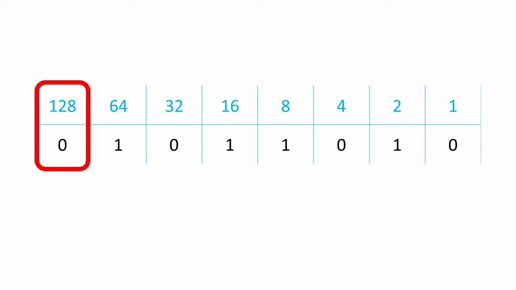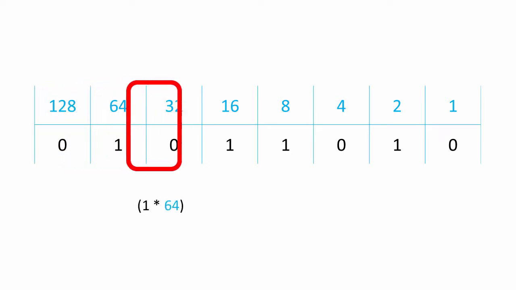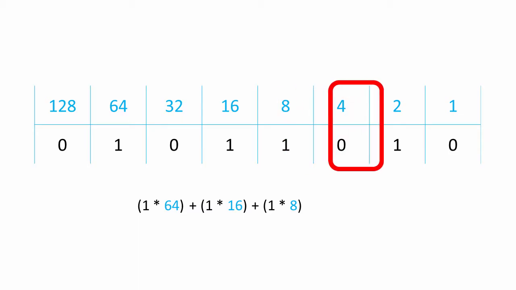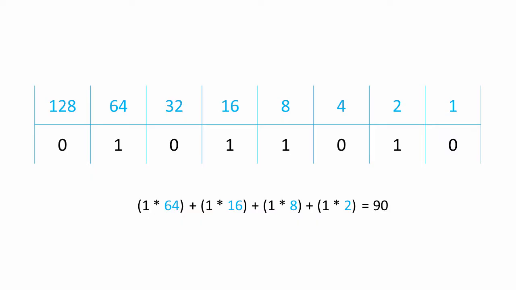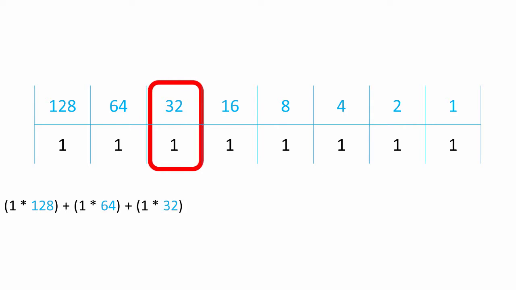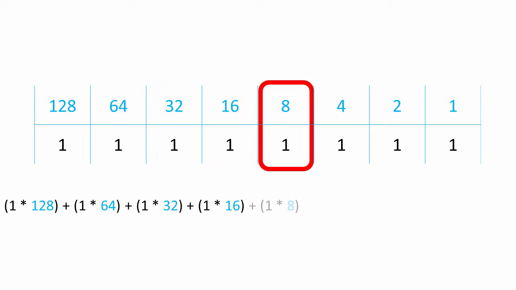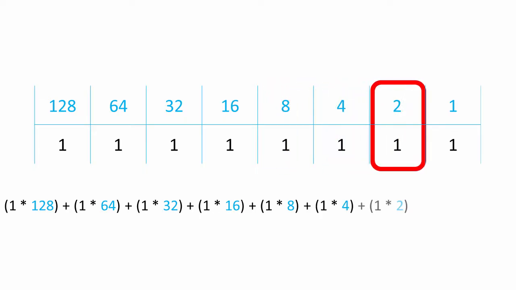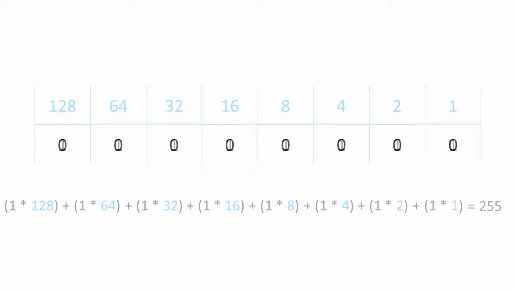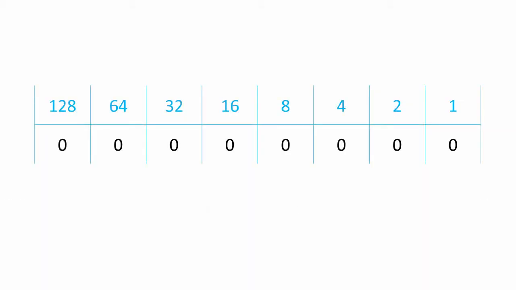This binary number is 0 times 128, plus 1 times 64, plus no 32s, 1 times 16, 1 times 8, no 4s, 1 times 2, and no 1s. This is 90. And another example. Notice we've got 8 ones this time. So we have 1 times 128, plus 1 times 64, 1 times 32, 1 times 16, an 8, a 4, a 2, and a 1. This is 255. This is actually the largest binary number that we can represent using 8 bits. Let's not forget that 0 is a number as well. This is 0 in 8-bit binary.